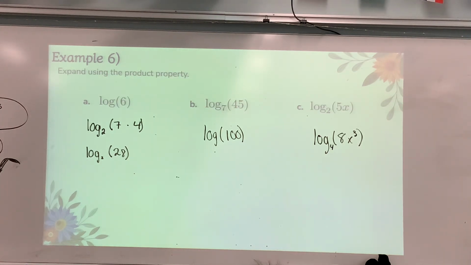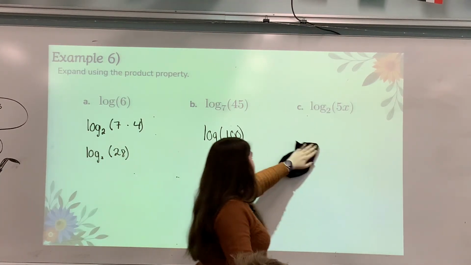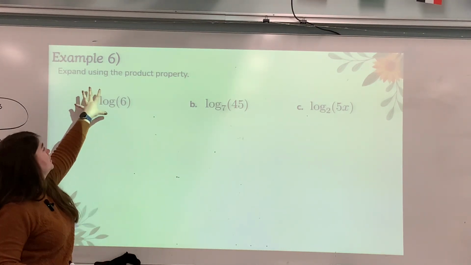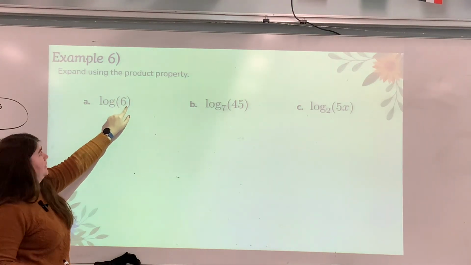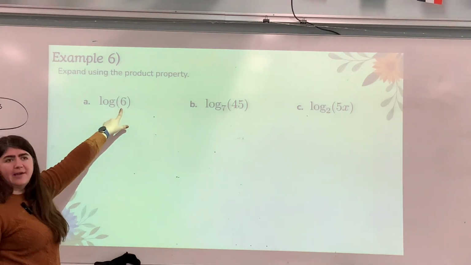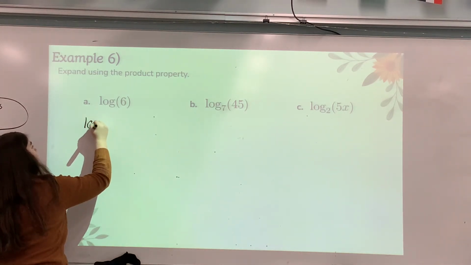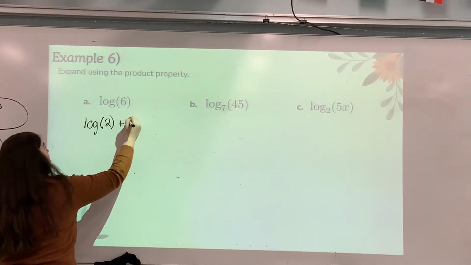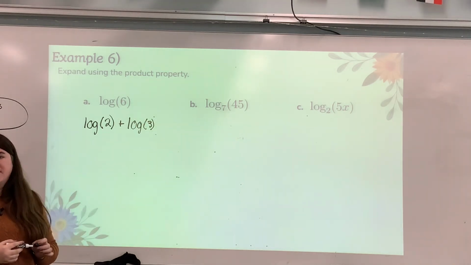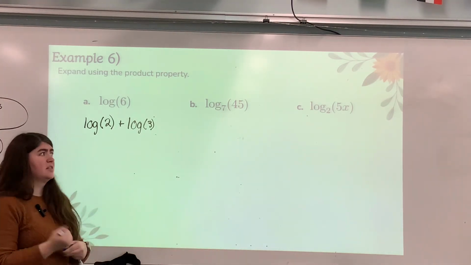Example 6. We are going kind of back the other way because we're going to expand this using the product property. So the question here is, what factors of 6 do we know? 2 and 3. So we have log of 2 plus log of 3. Is that the only possible solution here? No. Because we could also use 1 and 6.